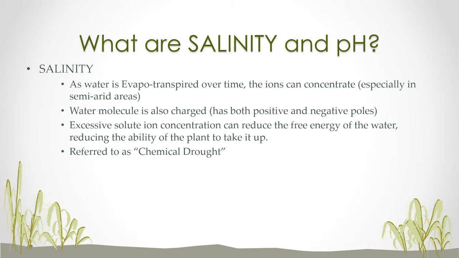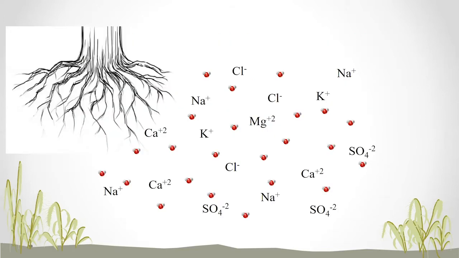And so what happens over time is we get an accumulation of salt in our soil solutions. We can actually have a restriction of water uptake by a plant, which we actually call a chemical drought. So let's talk about what that means here. This would be kind of a diagrammatic expression of a typical soil solution with a root interface here.